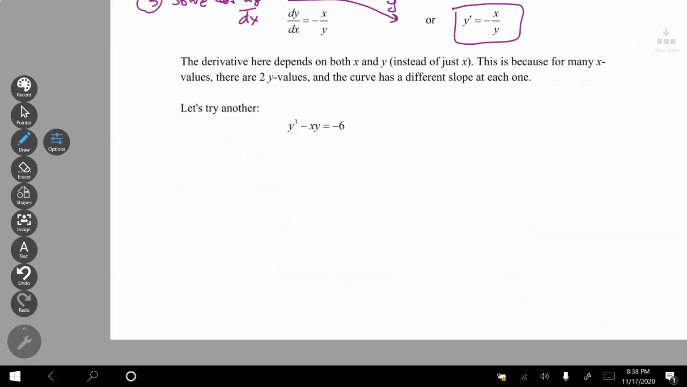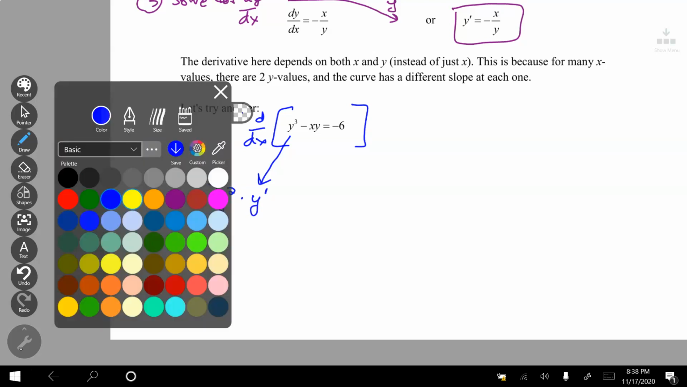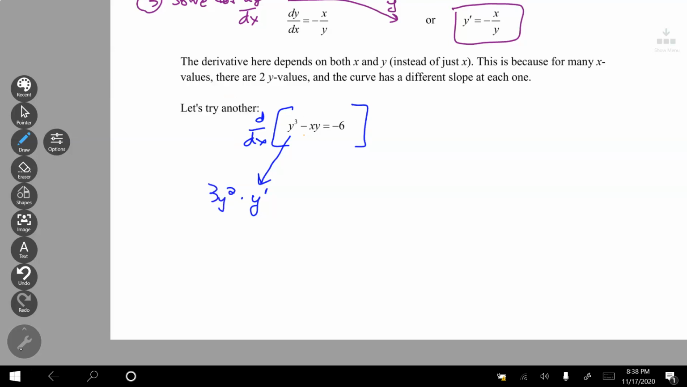So for this example, I want to take the derivative, or the d dx of this whole thing. And the first one is pretty easy. The derivative of y to the third is 3y squared times, we're going to use the y prime notation. But then this next one is going to be a little bit more difficult. You have to pay attention. These are 2 functions multiplying each other. So it's going to have to be a product rule one.